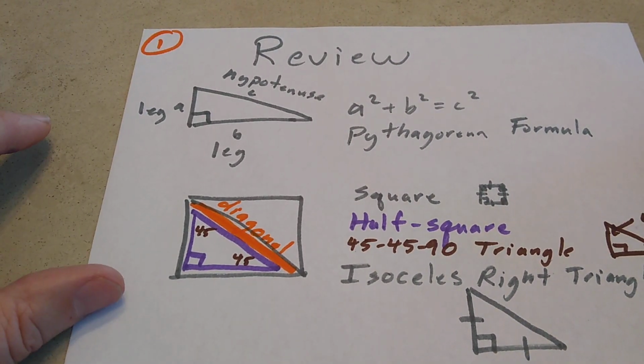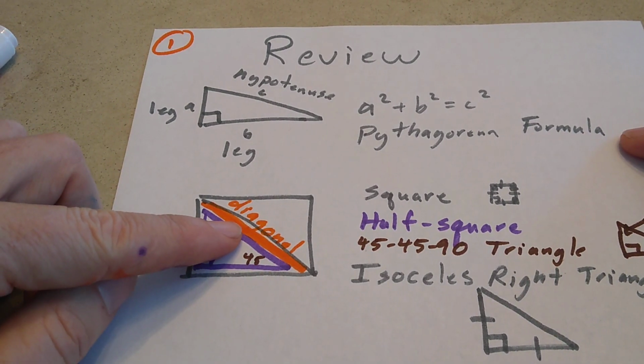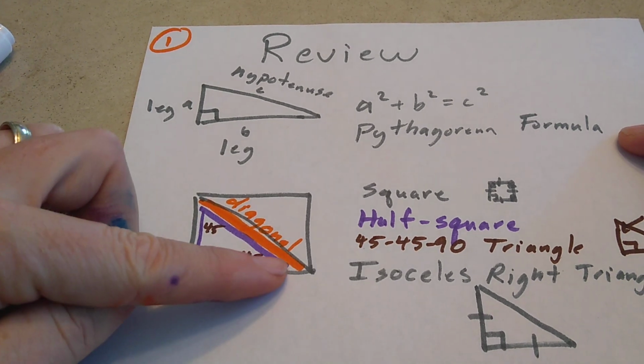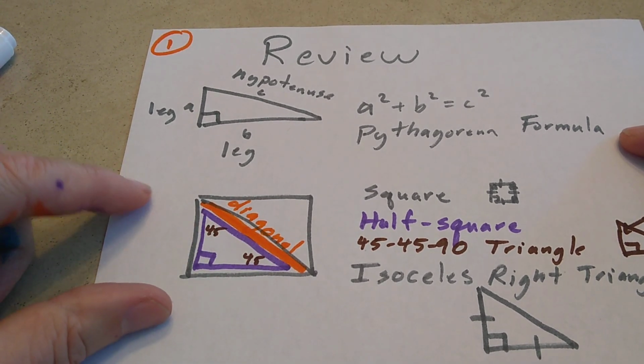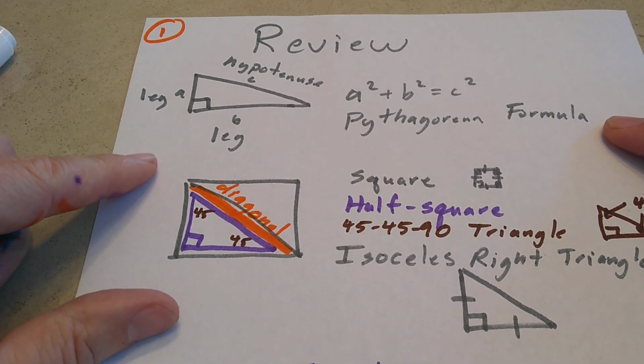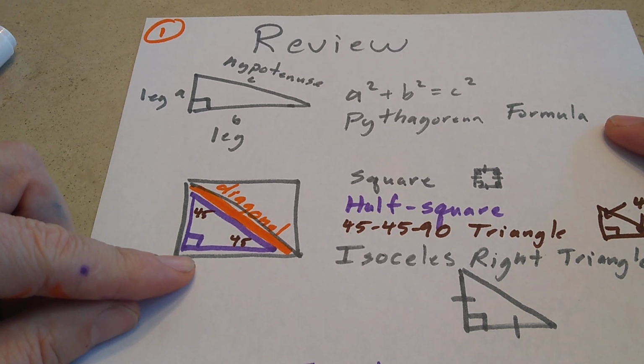You should know what a square looks like. You should know if you cut a square in half, this line here, which I could call a hypotenuse, I'm probably going to call a diagonal. It makes what's called a 45-45-90 triangle, or half a square. And occasionally you might even call this an isosceles right triangle because this side and this side are congruent.